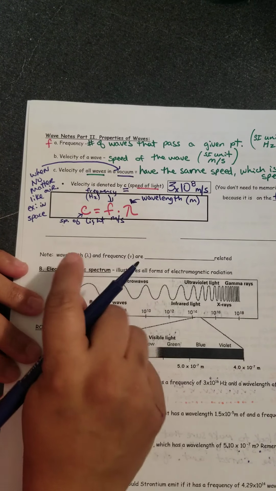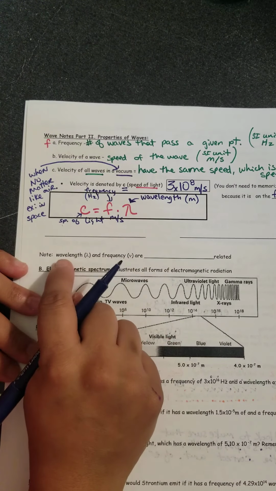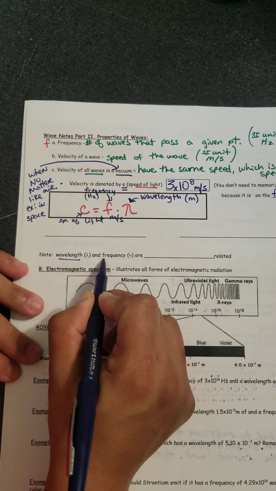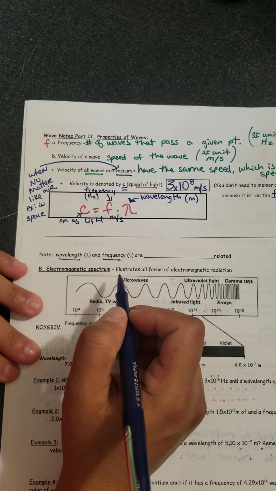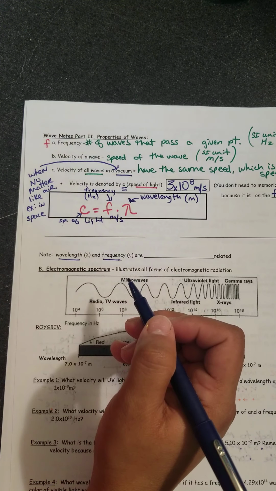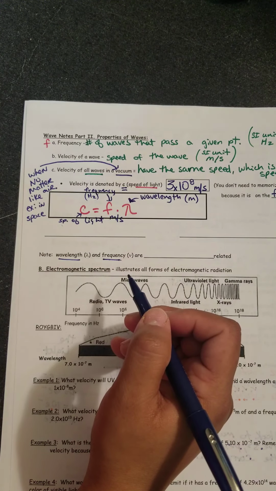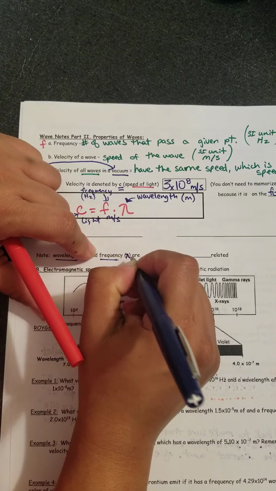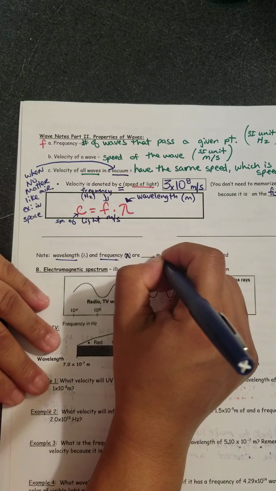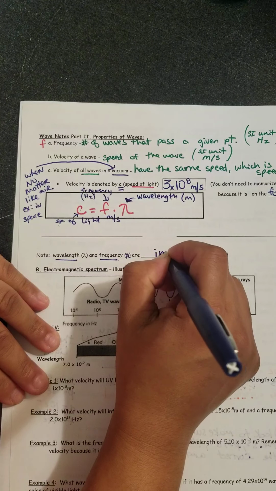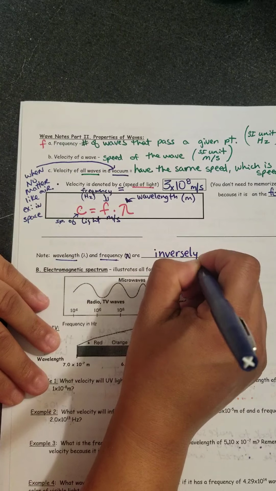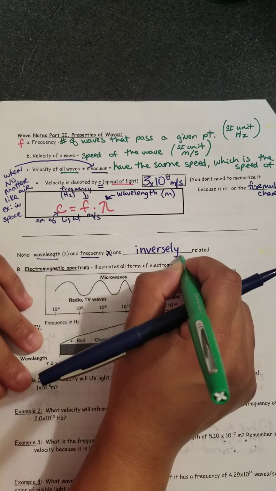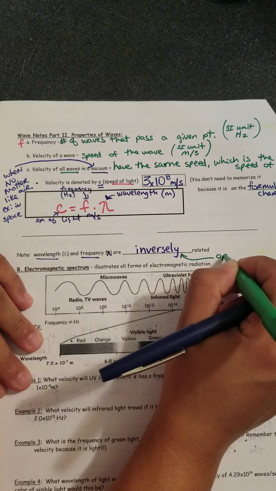One thing that we do need to know is that lambda, wavelength, and frequency are inversely related. And I do not know why I wrote that little weird symbol. Are inversely related. The word inversely, what does that mean? Opposite.